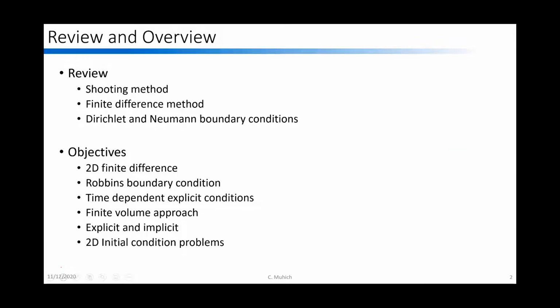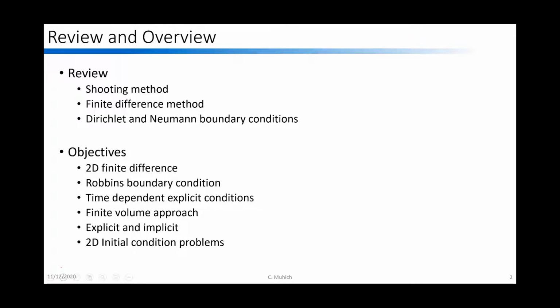Just as a reminder, last time we finished up boundary value problems, which are going to lead us into our partial differential equations. We had two different methods for solving these boundary value problems, the shooting method and the finite difference method. The finite difference method is what we're really going to concentrate on as we move into partial differential equations. We also talked about Dirichlet and Neumann boundary conditions. Remember that Dirichlet was where we would set a value at one point, and a Neumann boundary condition was where we would set a derivative at some known point.